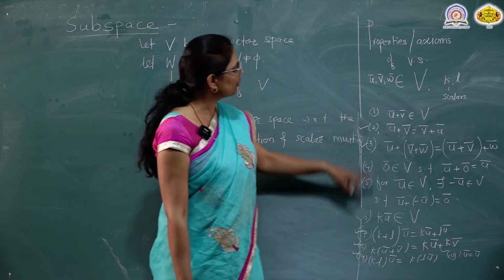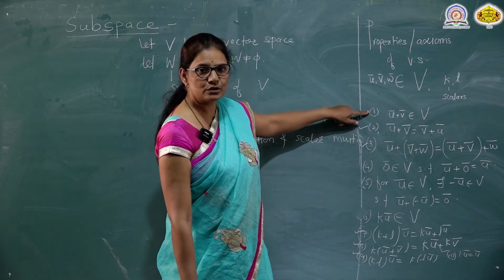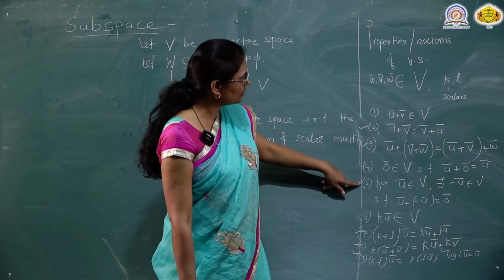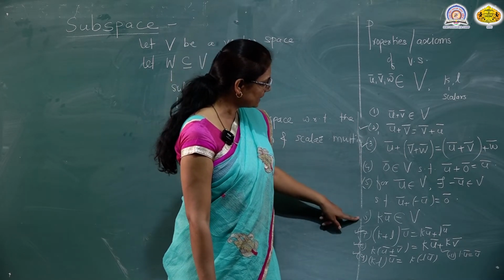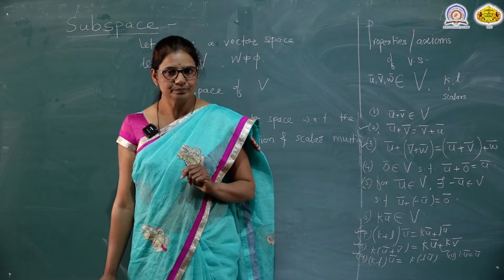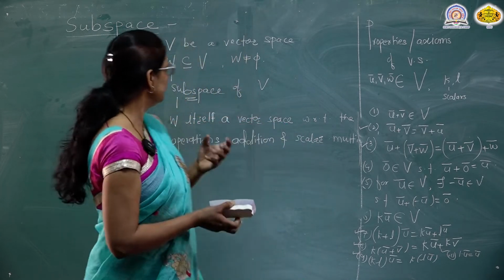are automatically true. So we need to concentrate here on the first property, that is closure for addition, next existence of 0, existence of negative element and closure for the scalar multiplication. So now for that we will see one important result.